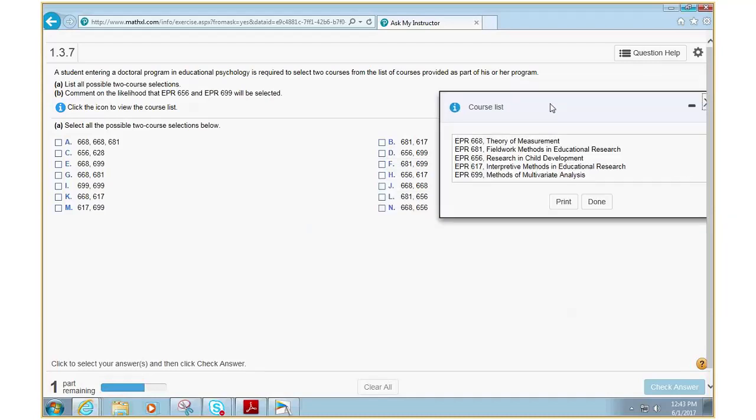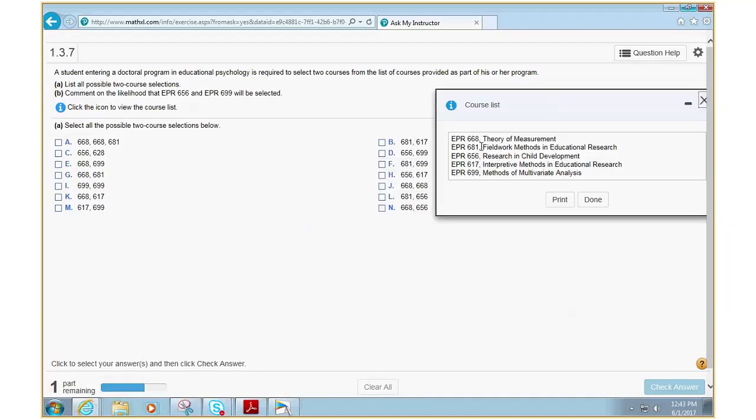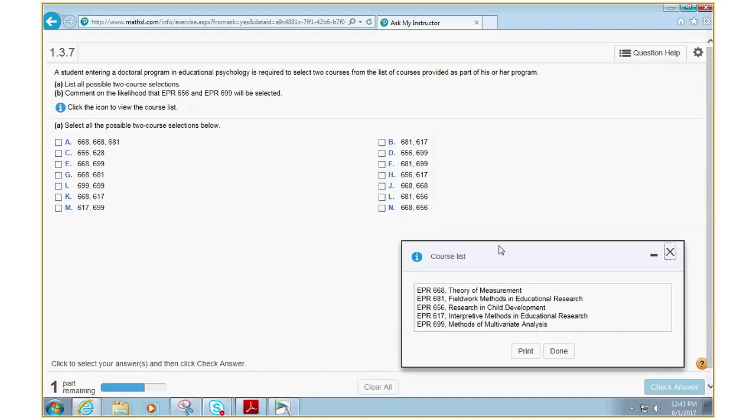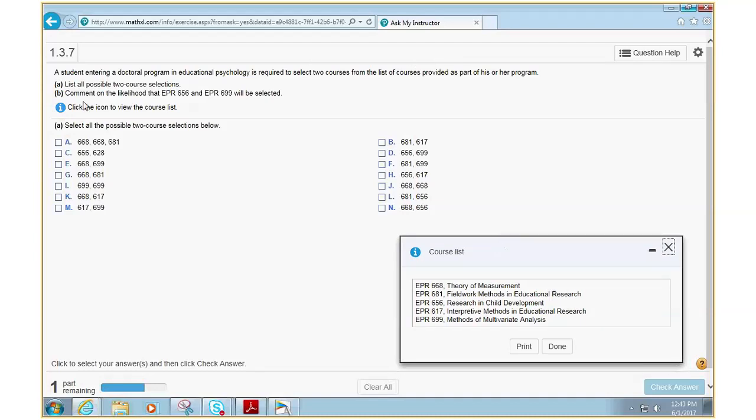Well, just think about it. You got 1, 2, 3, 4, 5. And they want, list all possible 2-course combinations. So what I do is I take this one, and then I put it with this one. I take this one, I put it with this one. I take this one, I put it with this one. I take this one, and I put it with this one. Now, this is also a question of common what? Okay, list 2 possible, okay?